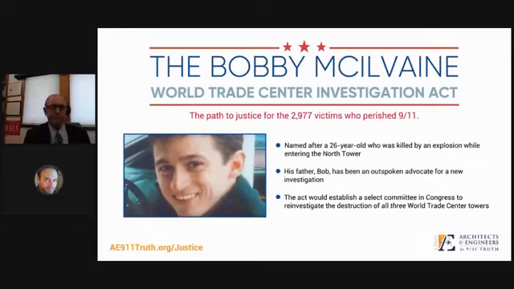It can be as simple as writing a letter to your member of Congress. If you don't have time to write a full letter, or you don't know what you should write, good news is you can go to ae911truth.org/justice. There's a letter already written for you. All you got to do is put your information in, and it will automatically send it to your representatives. We have an action going on right now. It's more regarding our request for correction that was submitted to NIST, but obviously sometimes the Bobby McIlvaine Act will come up as well in these conversations, but you can contact us at congress@ae911truth.org and find out a little bit more about it.